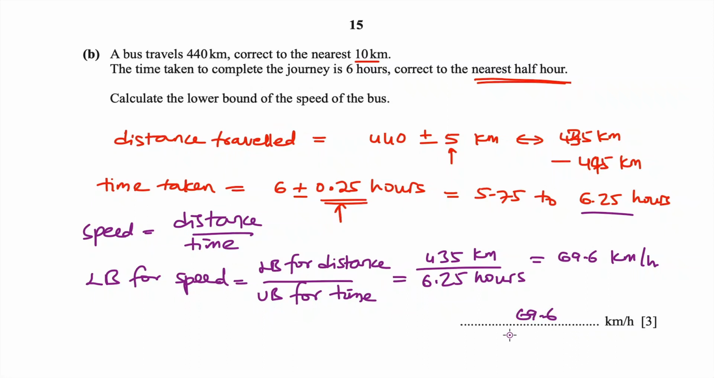Always remember, when you are taking bounds and when a quotient is involved, the upper bound would be upper bound divided by lower bound, and the lower bound would be lower bound divided by upper bound. Okay, so this completes this question.